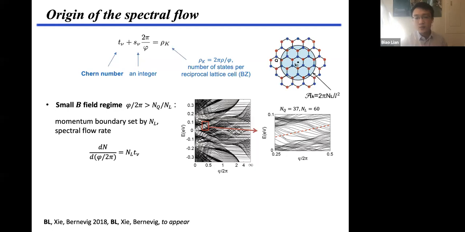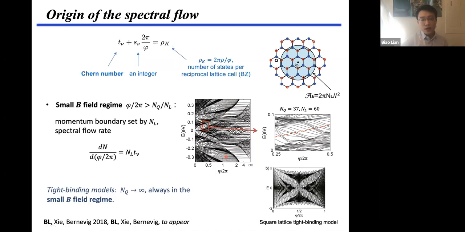Interestingly, by this method, by looking at these spectral flows at small field and large field, one could determine the integers t nu and s nu, the quantum numbers of the gaps. This is basically how we get the quantum numbers in this method. So for tight binding models, there's no NQ cutoff, and one could equivalently regard it as NQ going to infinity. So for tight binding models, the system is always in the small B field regime, and the boundary is always given by this Landau level cutoff, and always satisfies this spectral flow formula.